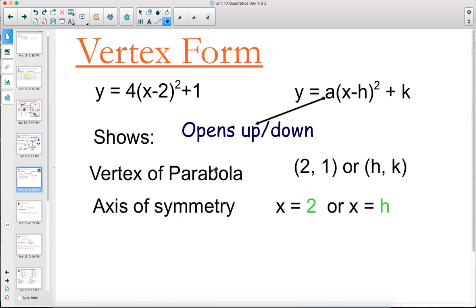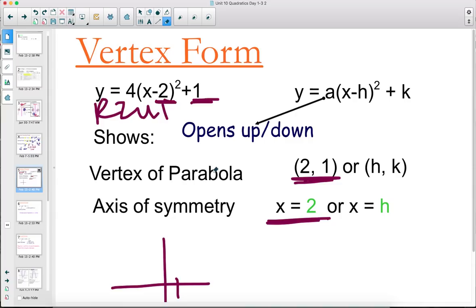Right, so now we're going to dive a little deeper into each one. Vertex form is from last semester, if you remember our right, left, up, down. So this would go right 2, up 1. That means our vertex would be 2, 1. And it opens up because it's a positive number in front. The axis of symmetry would be right there at 2 because it divides the parabola in half.